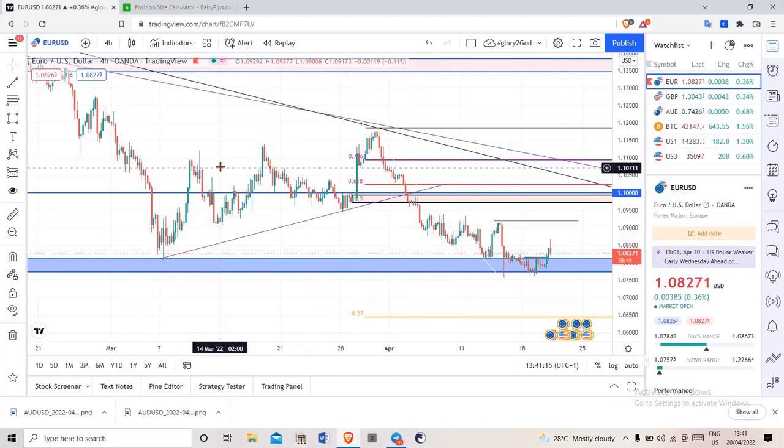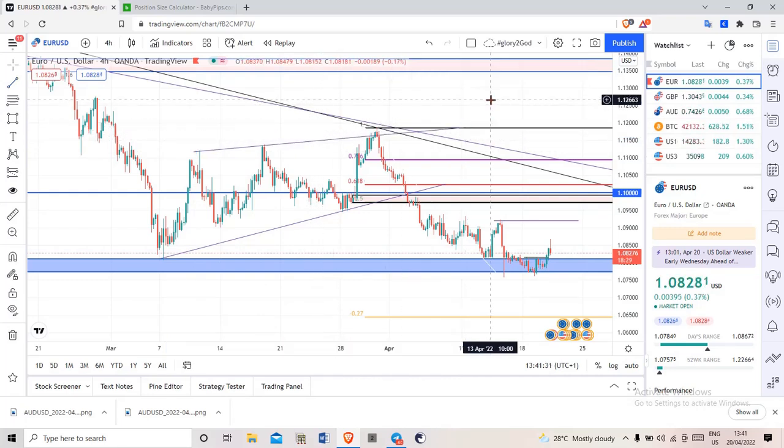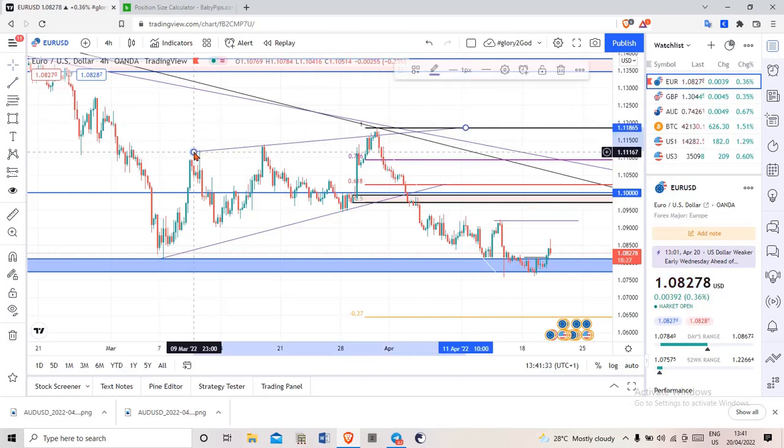How do I draw my trend line? Another trend line that you can see: one high, you can see another high. You connect the two of them together. This is one high, right? And this is another high. Connect it together and extend it to the future. And this is how you draw your trend line.